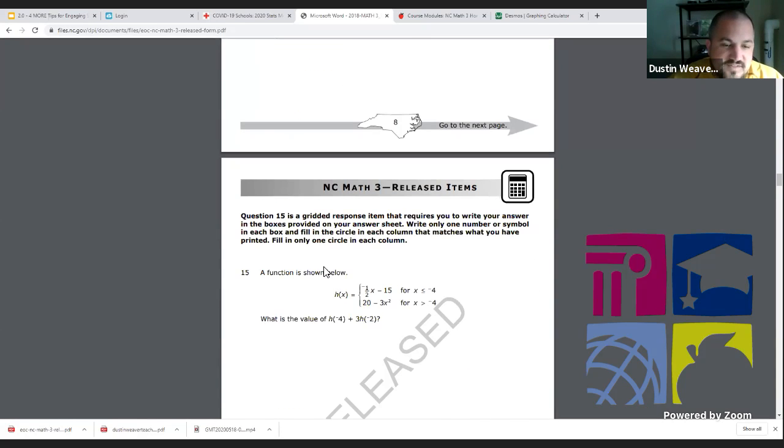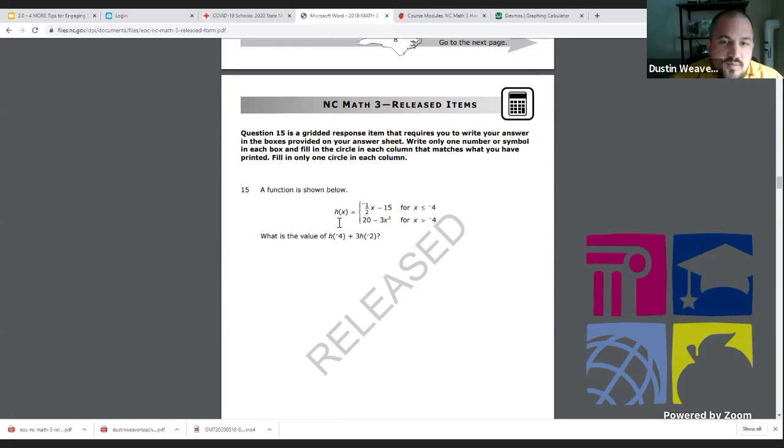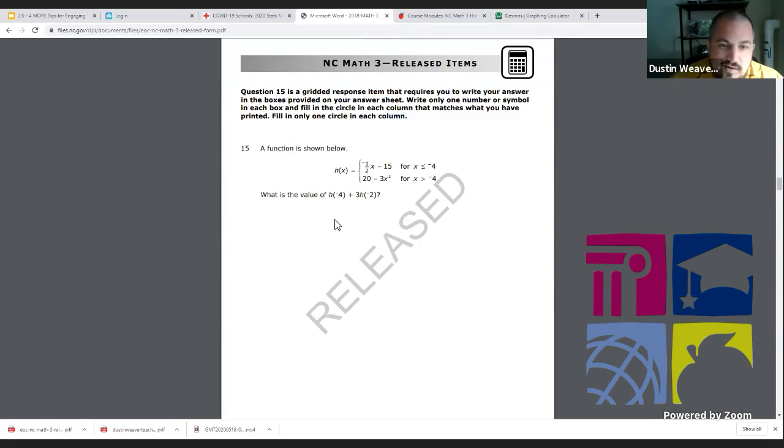All right, so 15 is our last problem of the day. It is also a piecewise function, so let's look at it. What is the value of h of negative 4 plus 3h of negative 2? So h of negative 4, we would use the top equation because it's less than or equal to negative 4. So we're going to plug in negative 4 for x.